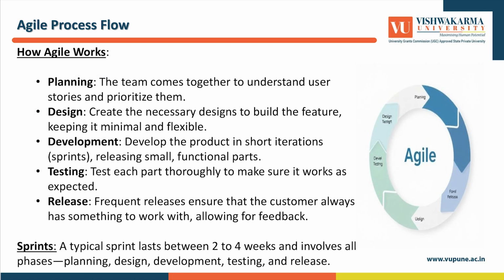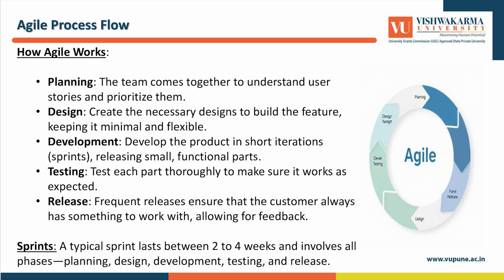Now, let's look at how the Agile process works. Agile development is an iterative process, meaning that the work happens in repeated cycles or sprints. Here is how it flows. First one is planning. At the beginning of each sprint, the team plans what user stories, like features or tasks, they will work on. These are prioritized based on customer value. Second one is design. A simple, flexible design is created to build a feature. It doesn't need to be detailed but should allow for easy adjustment. Third one is development. The team starts coding and building the feature. Development is done in short bursts focusing on delivering value quickly.